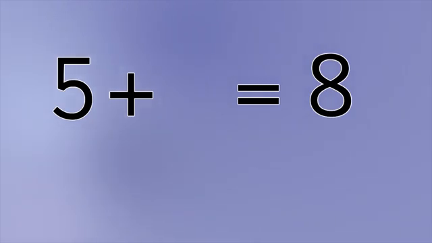Algebra is a way to work out problems with unknown values. Look at this question. 5 plus something equals 8. We already have the answer, but we only know one part of the question. The other is unknown. Here we have used a question mark. Sometimes a blank box will be used in place of the unknown number.